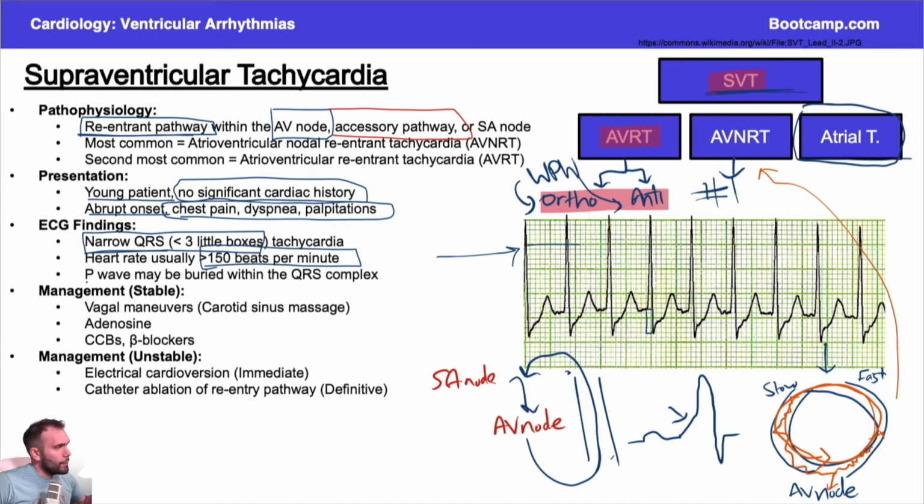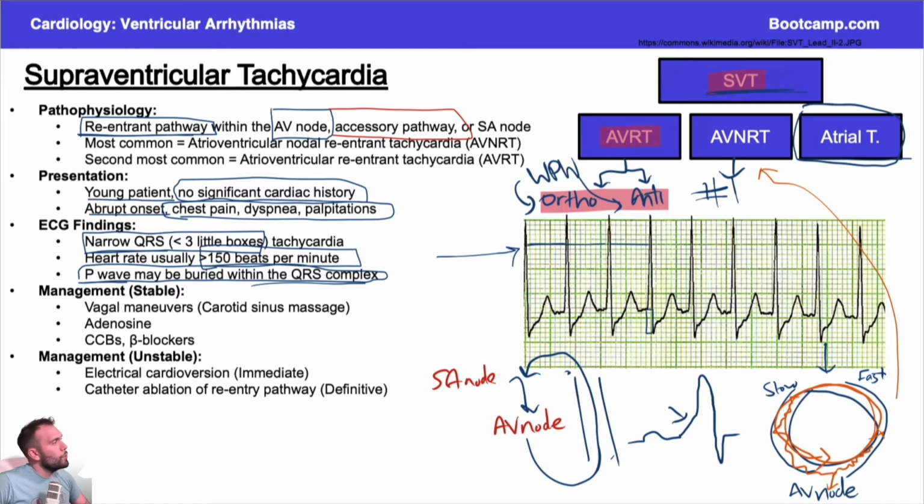And then the other thing I put here is that the P waves can be buried within the QRS complex. So when you get to higher heart rates, you can't really see the P waves very well. So don't say, oh, I don't have P waves, this must be atrial fibrillation. No, because that's not the case, because you have regular RR intervals. That's something to just keep in mind when you're looking at this.